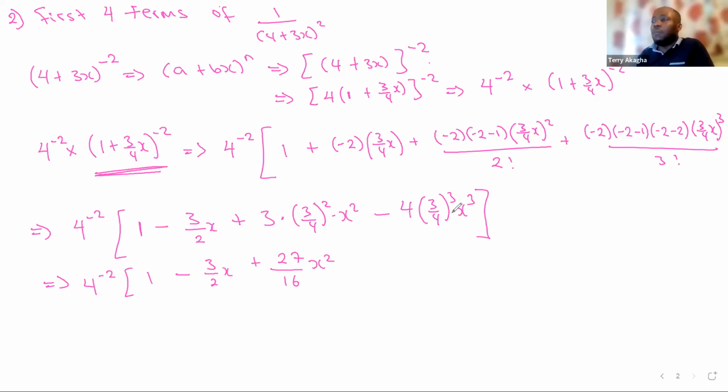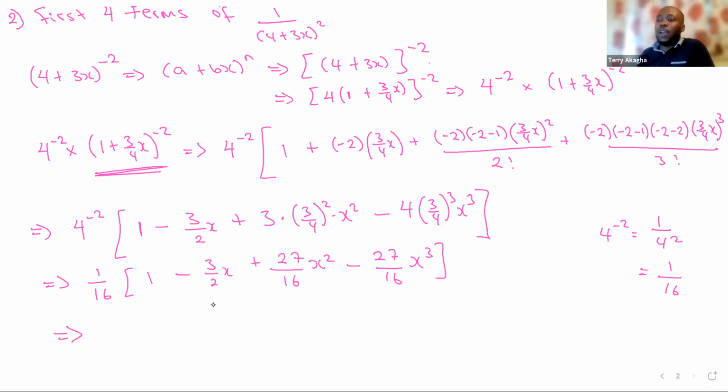Then the same thing here. When you multiply 4 times 3/4 cubed with your calculator, you should get minus 27 over 16x cubed. Now, remember that 4 raised to power minus 2 is the same thing as saying 1/4 squared, which is the same thing as 1/16. So that means I can cancel this 4 raised to power minus 2 and I put 1/16.